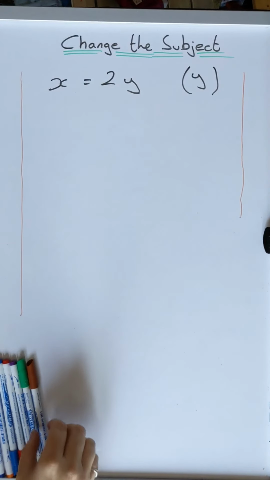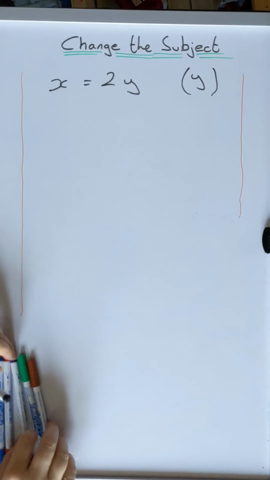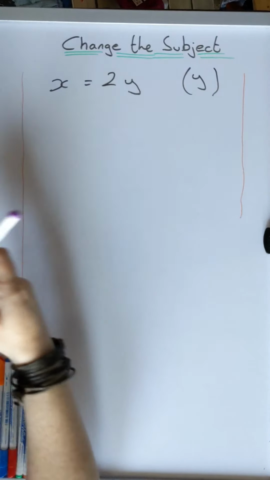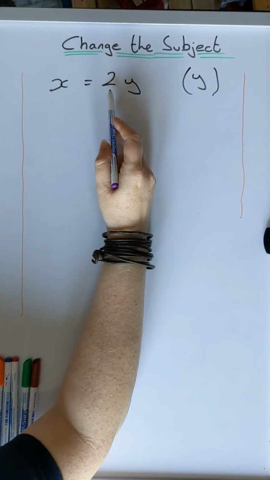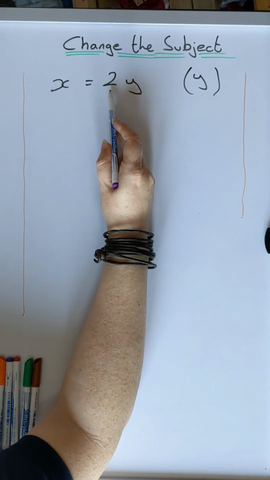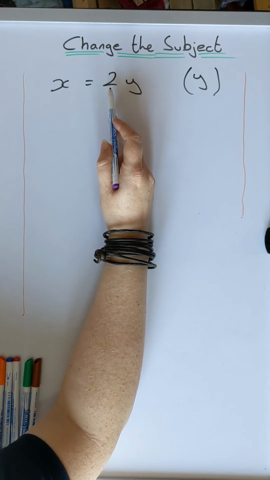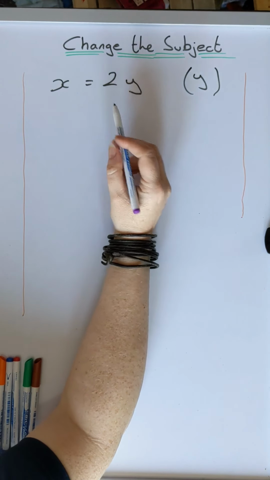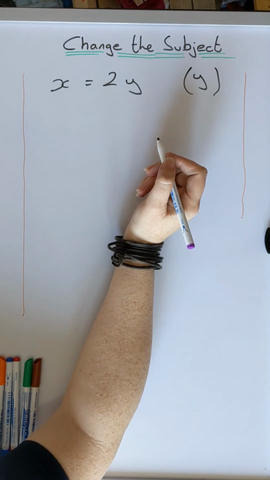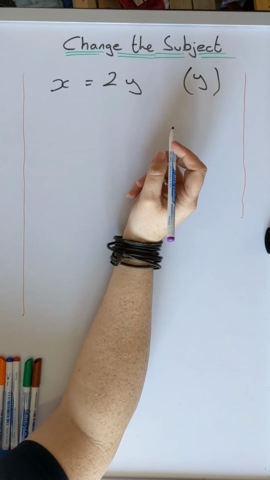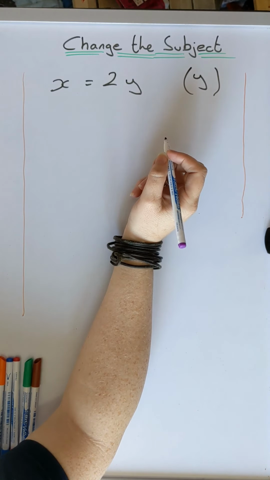What we're going to do is opposites. So at the moment, y is multiplied by 2. We need to get rid of that 2, and the easiest way to get rid of it would be to divide by 2. Now, very similar to when we were dealing with fractions, what you do to one side you must do to both sides.